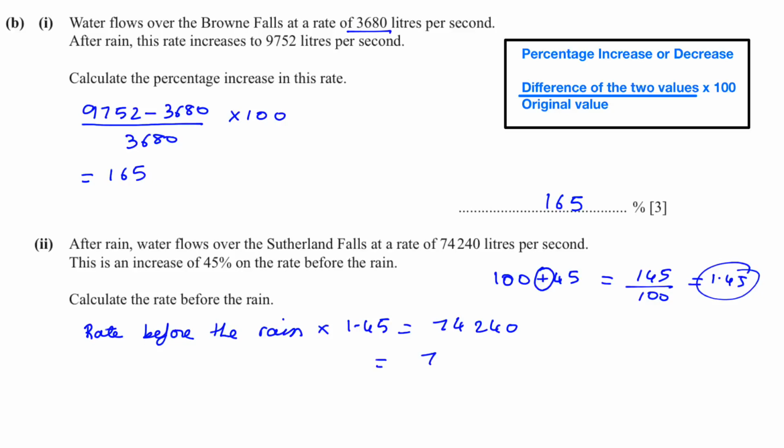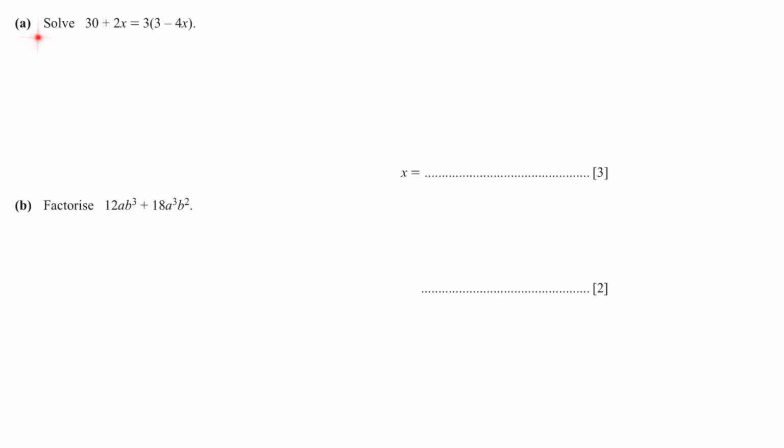Therefore, the rate before the rain will be 74,240. This here is a multiply. When I bring here, it will be a divide. So 74,240 divided by 1.45. 51,200. That's the answer.